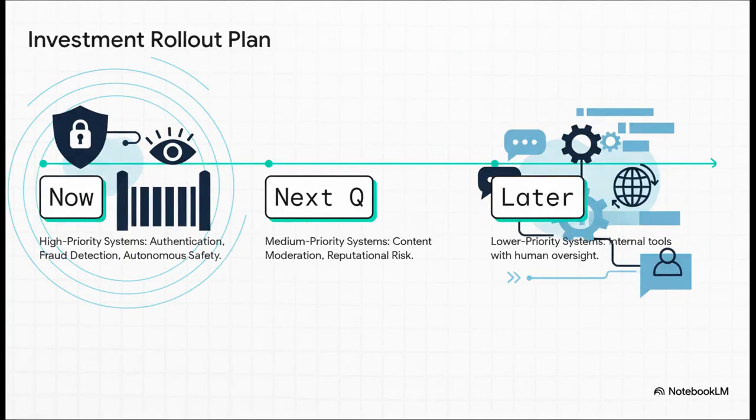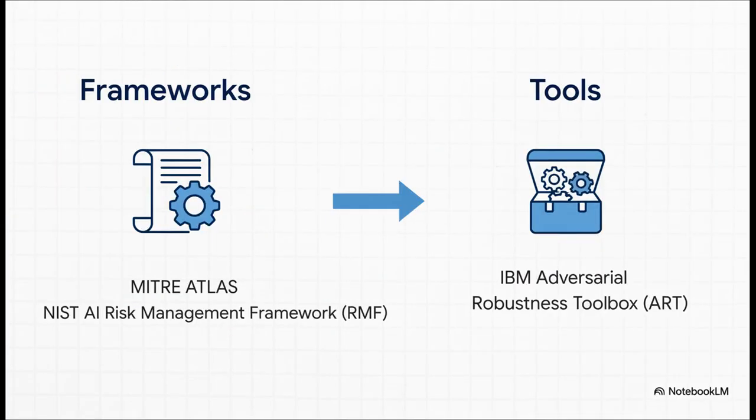So, your investment plan needs to be proportional to that risk. You should focus right now on your most critical systems. We're talking authentication, fraud detection, anything safety-related. Then, next quarter, look at the systems that carry reputational risk, like content moderation. And then finally, you can address those lower priority internal tools. The good news is, you don't have to start from zero. To help guide your technical teams, there are some fantastic frameworks out there, like MITRE Atlas and the NIST AI Risk Management Framework. They provide the structure you need, and then open source tools like IBM's Adversarial Robustness Toolbox can help with the practical implementation.